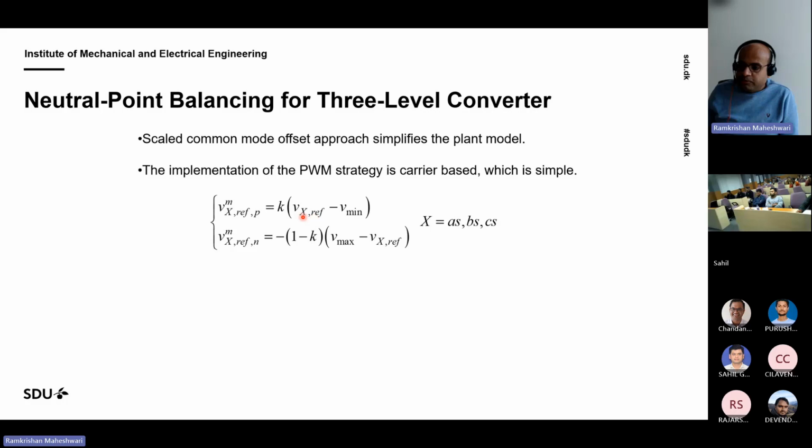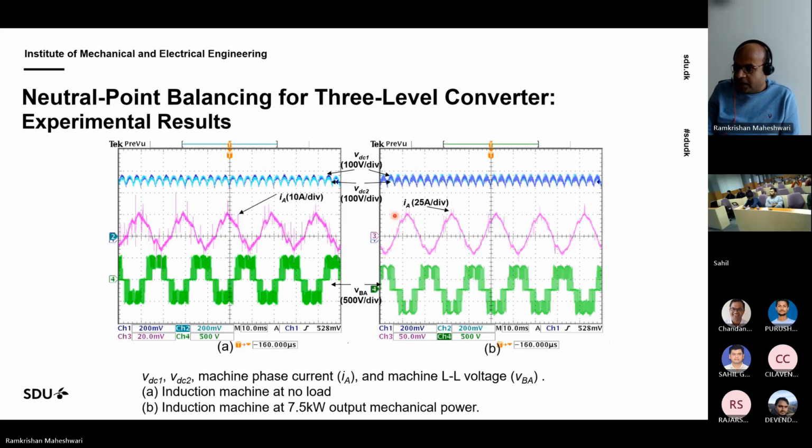and subtract the minimum from the phase reference, multiply with K, and you get the reference for the positive carrier of a phase. You subtract the reference from the maximum, multiply with 1 minus K with a minus sign, and then you get the reference signal for the negative carrier signal. That's it. So it is very easy to implement. You need to just sort the 3 reference signals, find the max and minimum, and implement this equation in your microcontroller. Very easy. And if we do all those things, then you can see the performance.